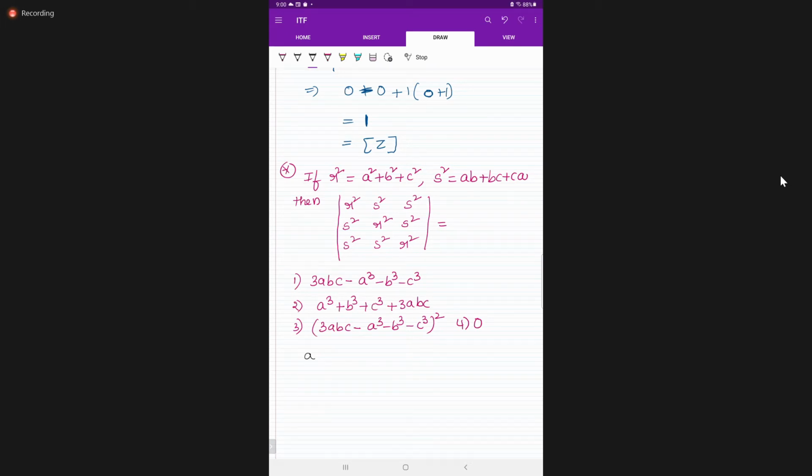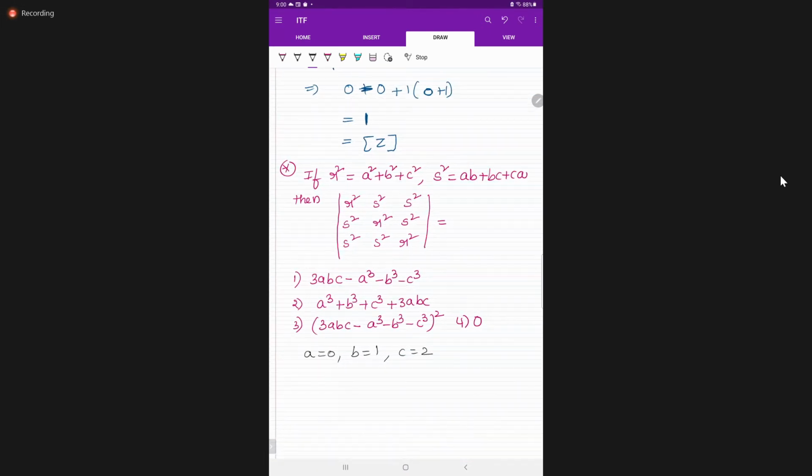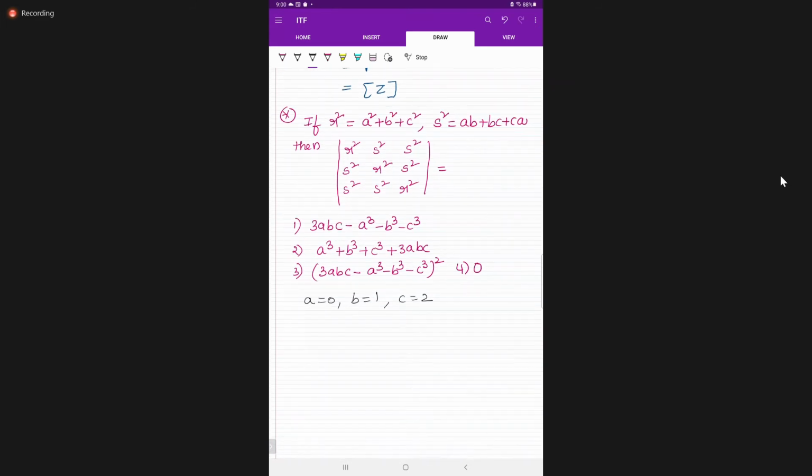Take 0, 1, 2, like that, then it is easy, no? a is 0, b is 1, c is equal to 2. Now don't take big numbers, the calculation part is difficult, no? 0, 1, 2. Are you following, students, what I'm telling here? Respond, students, all of you. What is r square? We get 5. s square is equal to 2.